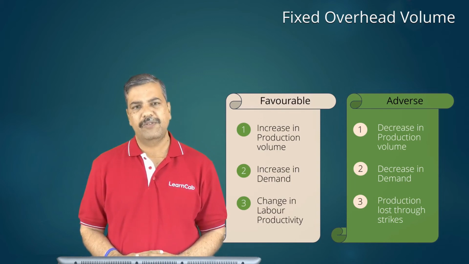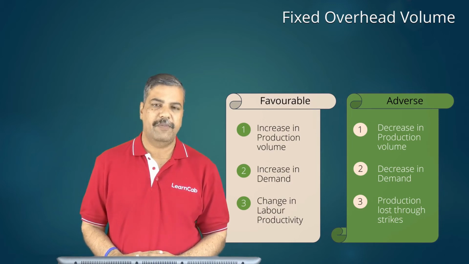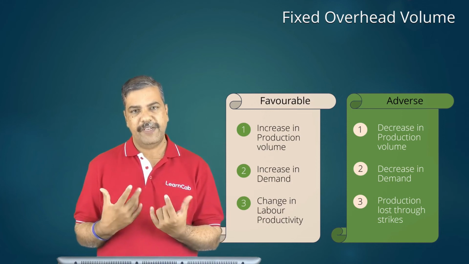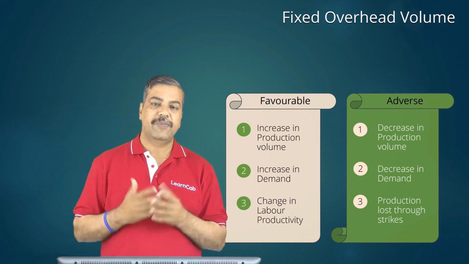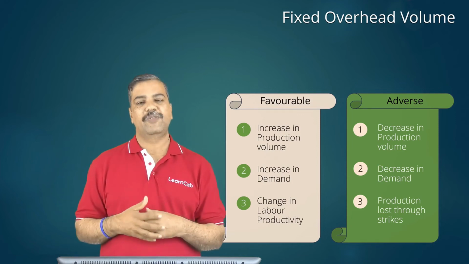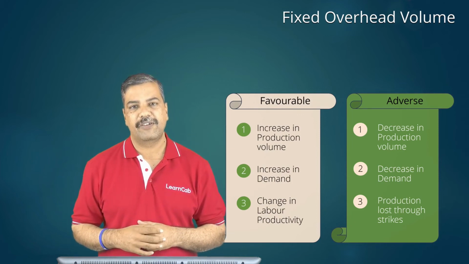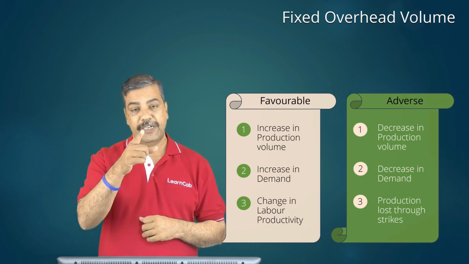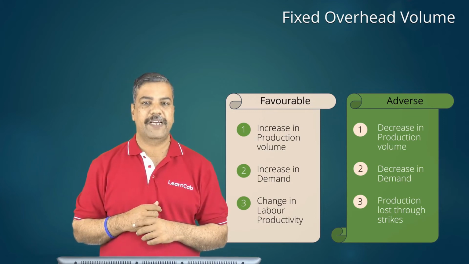So the more units you manufacture, the per-month fixed cost you are supposed to incur is recovered within a short span of time. You are recovering the fixed cost at a much faster rate, because the more the productivity, the fewer the days you take to absorb the fixed cost. So that is what it means.